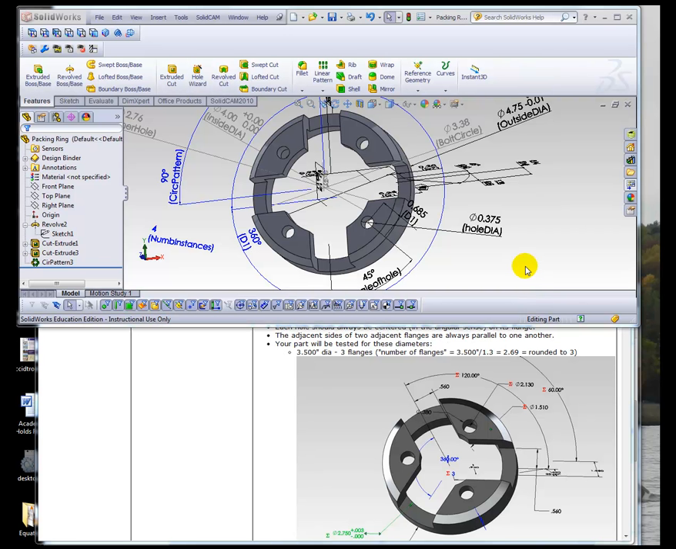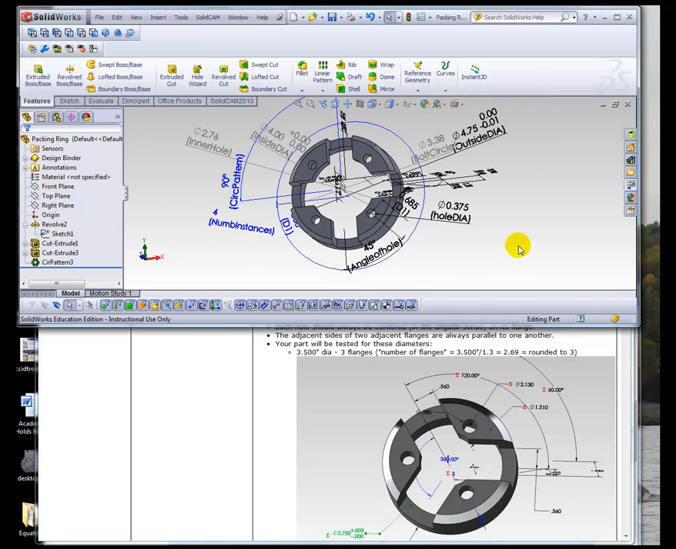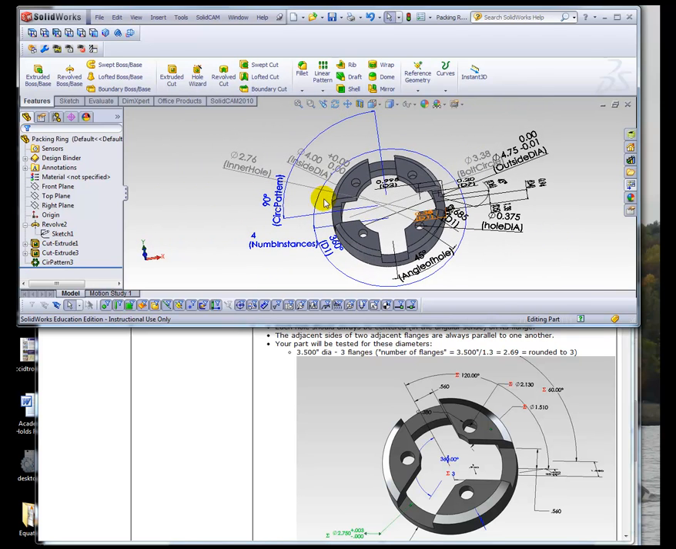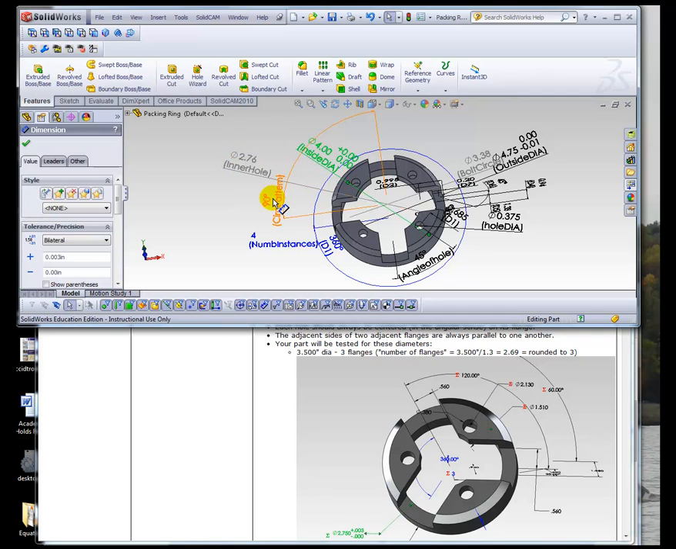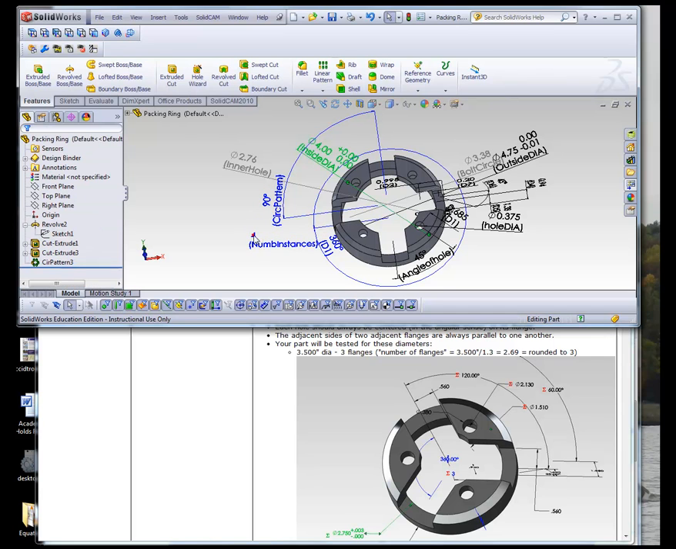Okay, now we're ready to start doing some equations here. The reason why I turned on the displays for the dimensions and then the dimension names is so that A, I can interpret what they are, and B, I can pick them off the screen. This is a really handy feature for equations, okay? So I did it so I could pick them, and you'll see here in just a second what that means.